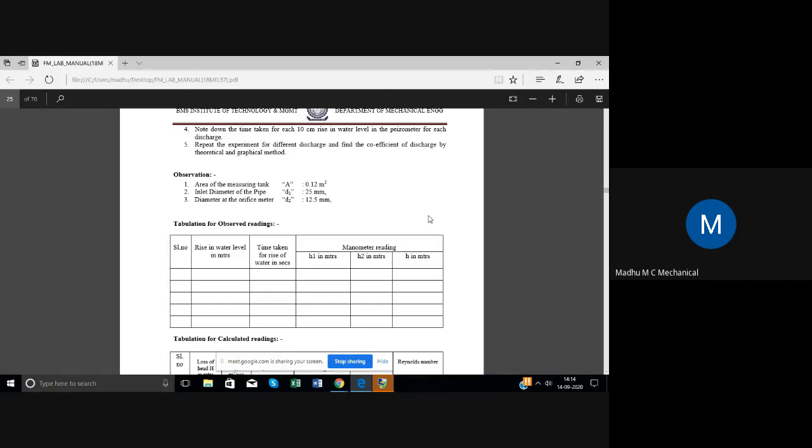Okay, have you noted down the tabular column? Yes, sir. Okay. Now, serial number 1. First one you take down. Serial number 1. I'll give you the reading.